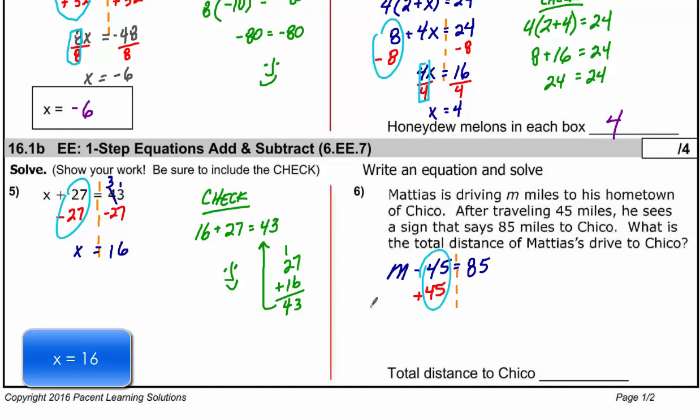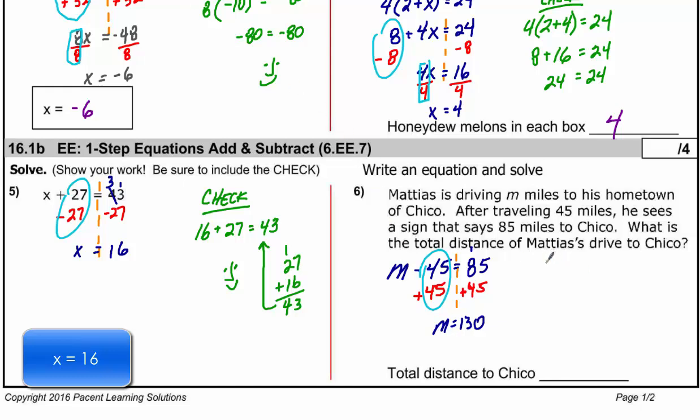So if somebody said, what's the total? He said, well, I've already gone 45. If I add that back in plus the 85 I see, I'm going to get my total, which means that if I add a 45 there, I need to add a 45 here. So M is left on this side. 85 and 45, 5 and 5 is 0, carry the 1, 9 and 4 is 13, and we think he has to drive 130 miles.